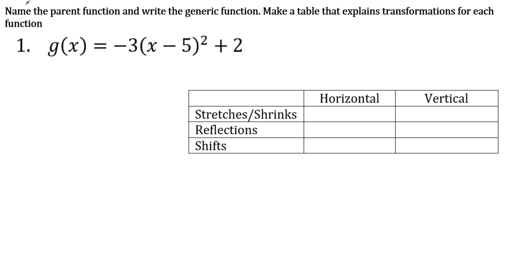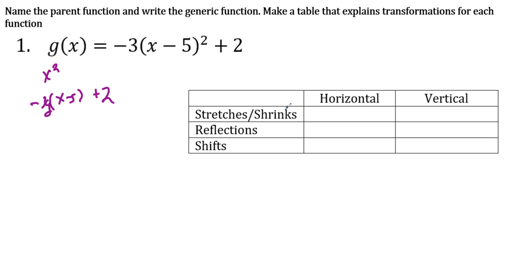So let's go ahead and take a look at some of the examples that we're going to be doing. Here we have a function, and we're going to first identify the parent function. What we have here is an even-powered parent function of basically x squared. So the parent function would just be x squared. And the generic, therefore, would be like this. It's -3, and it's going to be x minus 5. Oops, g. Let's call this g. Sorry. And x minus 5 plus 2. Okay? So that would be our generic function.